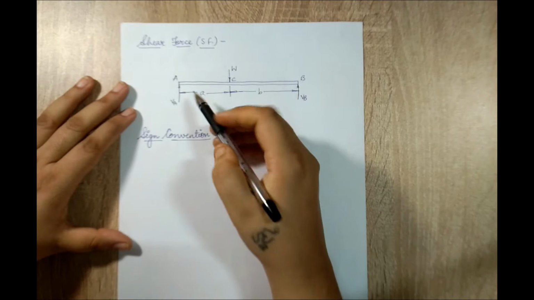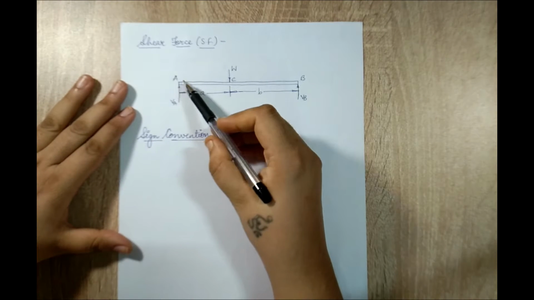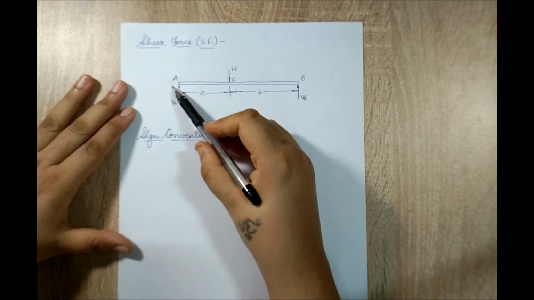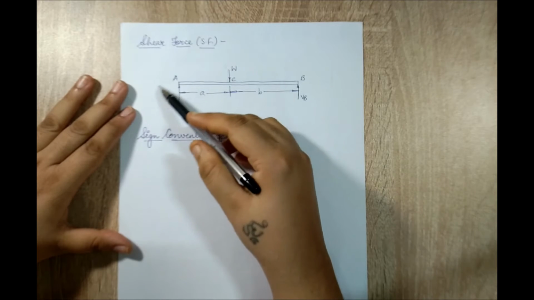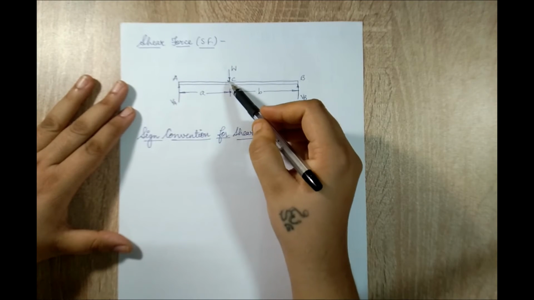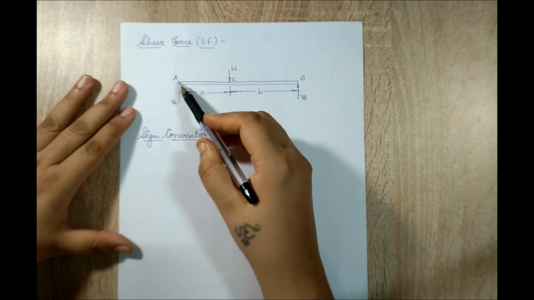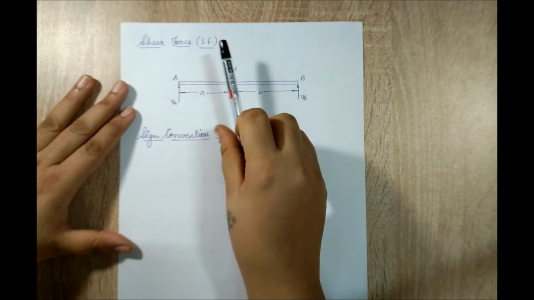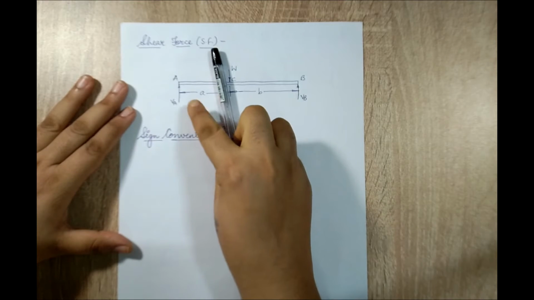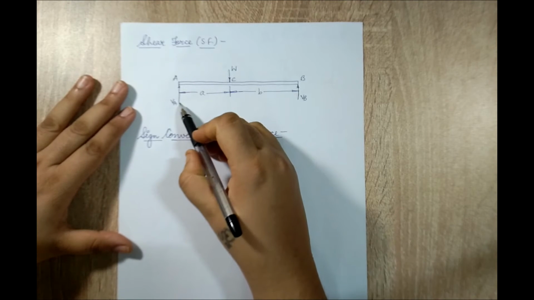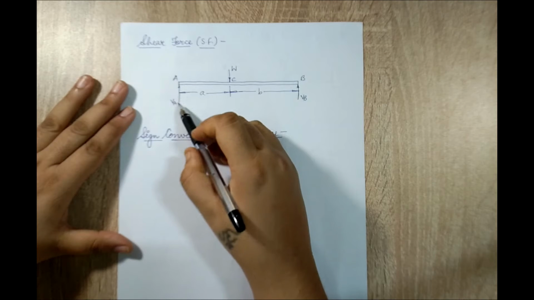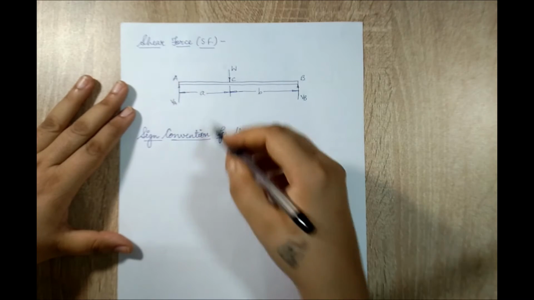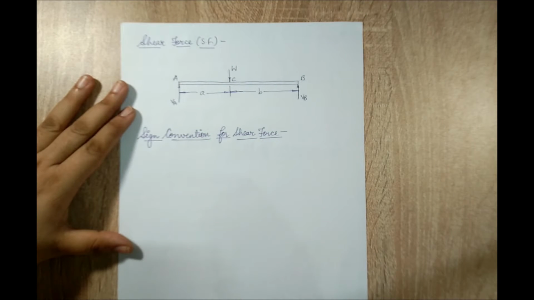Now when I stand at a particular point and look to the left and see a particular direction of the shear force, for example if I am standing at C and I look to the left, this is going to be my left, this side will be my right. So when I look to the left at this reaction VA, if a force goes upwards, then it is said to be a positive shear force.